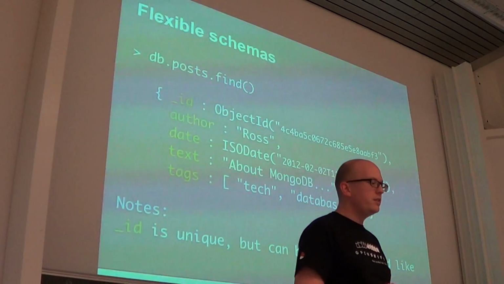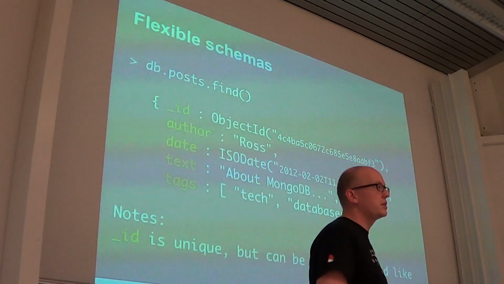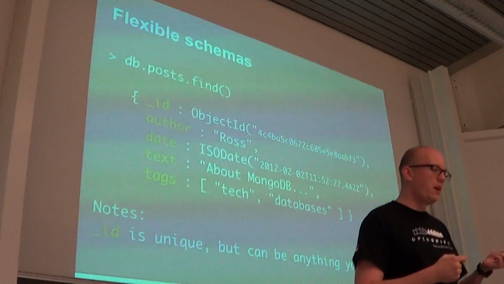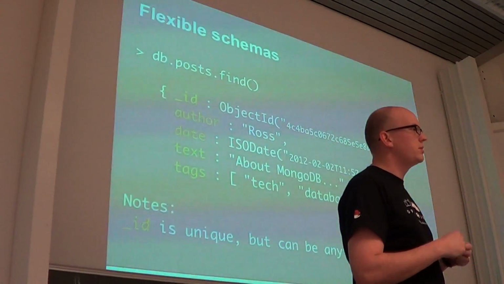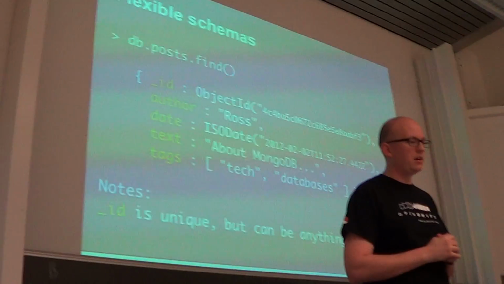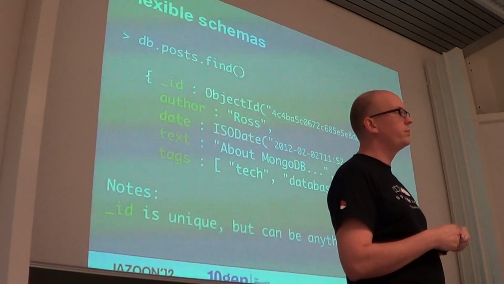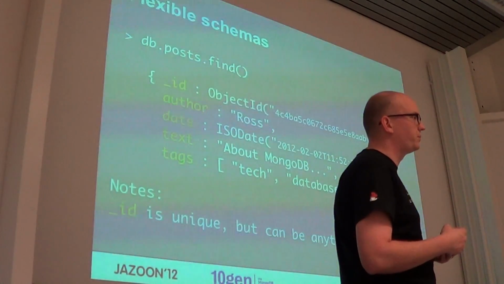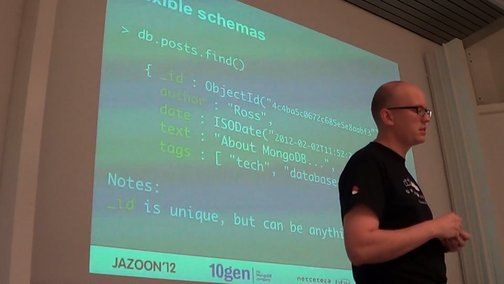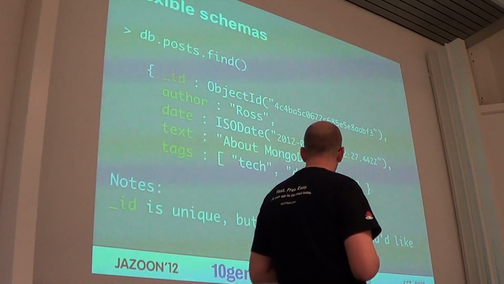Then when you do a find, you'll get your document back. The difference is underscore ID. Every document, once it's persisted to the database, has to have an underscore ID, which is basically the primary key for the document. It can be anything you like, but it has to be unique. If you don't create one, we will use an object ID, which is based on machine, timestamp, process and things like that. Also here we have an example of the date.